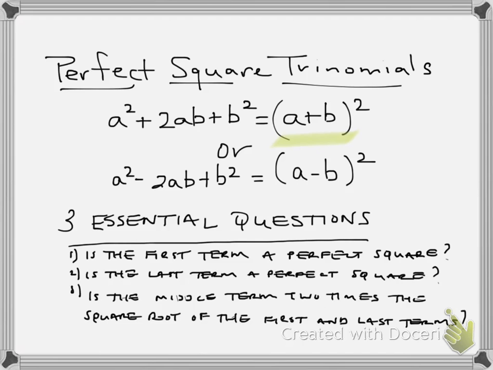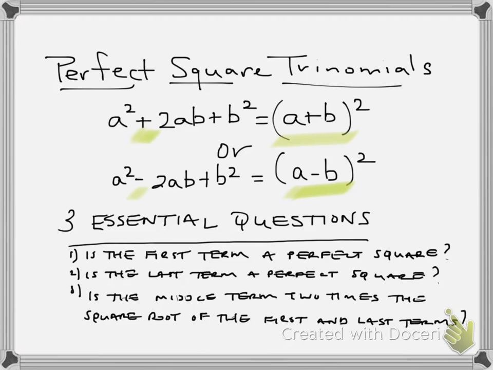In this case, you could also have a difference, which is a squared minus 2ab plus b squared. If you have a minus right here, you're going to have a minus inside the parentheses, (a minus b) squared. If you have a plus right here, you're going to have that plus inside the parentheses. When working with perfect square trinomials, before you just go ahead and do that quick factoring, you have three essential questions you've got to ask yourself, and they have to be yes to all of these things.